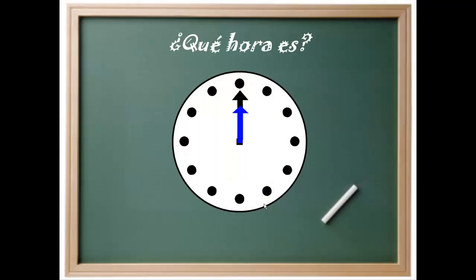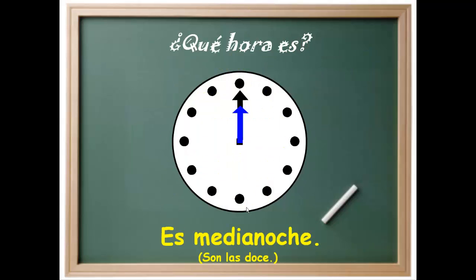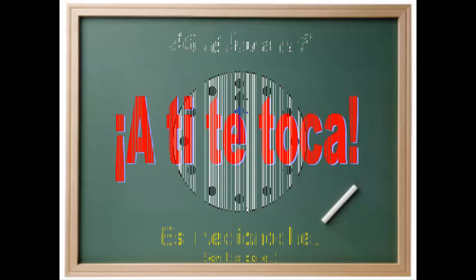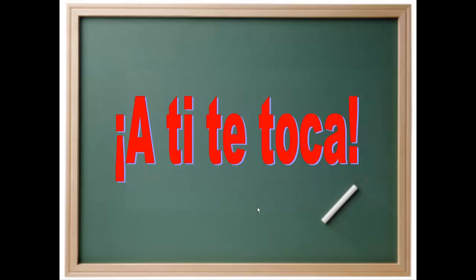Here we go. Do you remember what this one is? Es medianoche. Son las 12. It could also be es mediodía. Now let's practice. From this point forward, we're going to look at a clock time. I'm going to give you a moment or two to try to figure it out on your own. If you want to review those notes before you begin, do that first. Here we go.